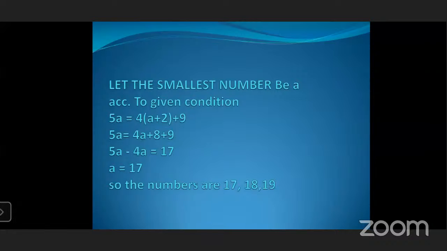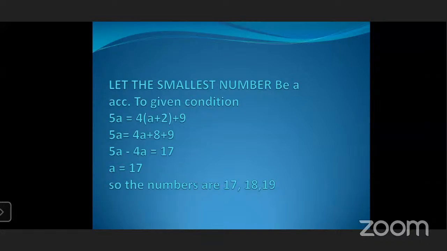So what do you get? 5a is equal to 4a plus 8 plus 9. You add 8 and 9, you get 17. Now you take 4a from the right hand side to the left hand side. Subtracting 4a from both sides, we get 5a minus 4a is equal to 17. 5a minus 4a gives you a. So a is equal to 17. a's value is 17.